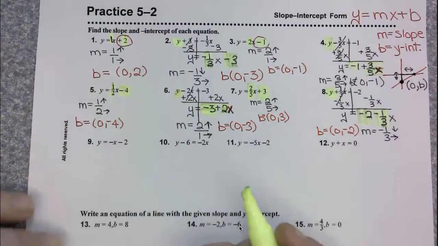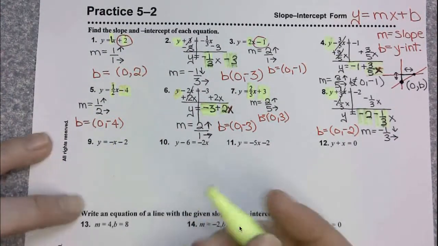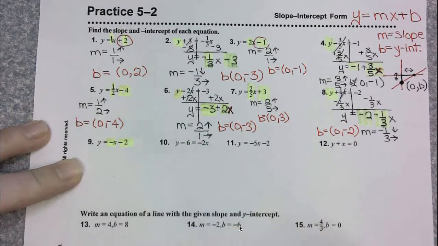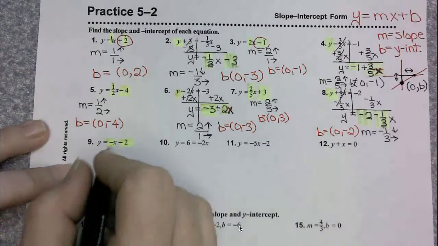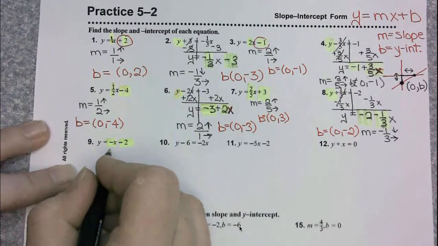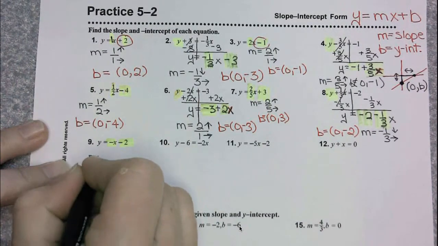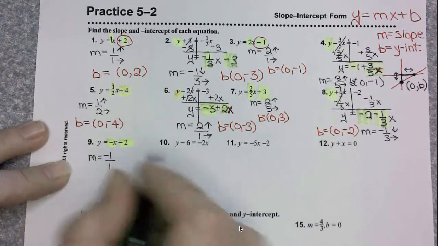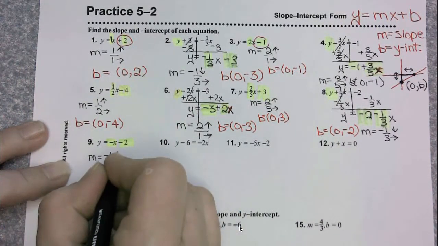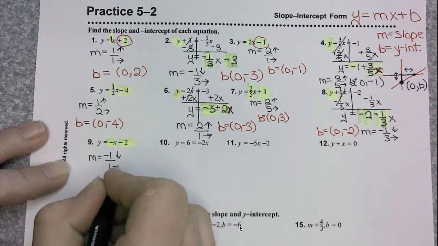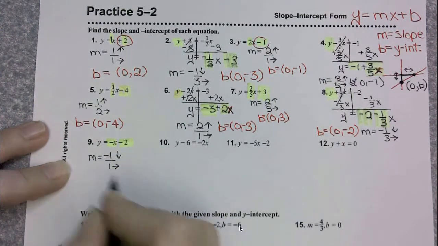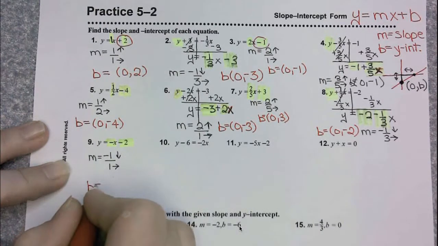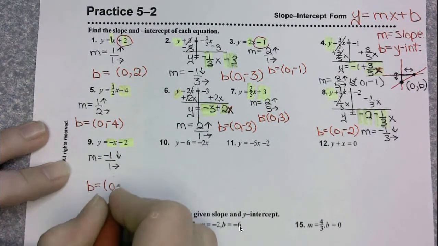Number 9, we already have y by itself, so I need to look at the number attached to x, and my intercept is -2. If I don't have a number attached to the x here, I can put a 1 under it, and my negative on the top means we're going down, positive on the bottom means we're going to the right, and my y-intercept is the point (0, -2).